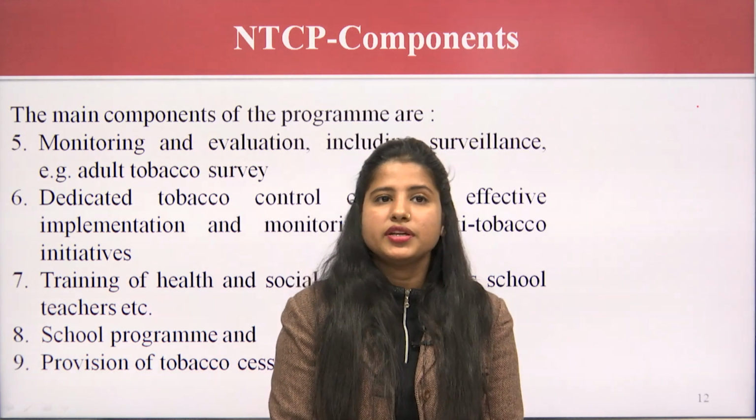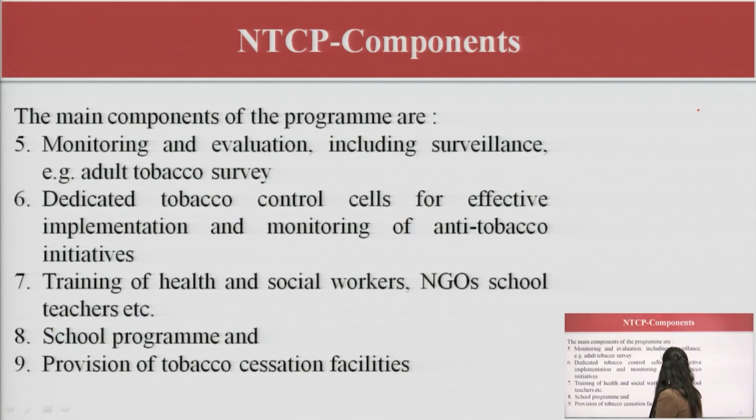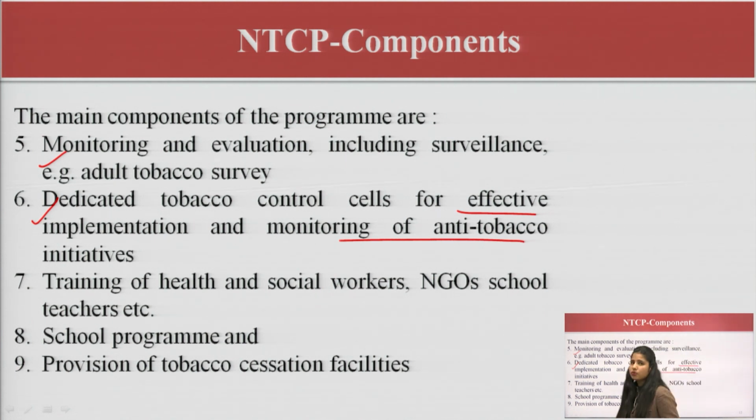Now, see the other components of the National Tobacco Control Program are monitoring and evaluation, including surveillance. Example, the adult tobacco survey. By this survey we will get to know how many adults are using tobacco, or have the habit of using any form of smokeless or smoking products. Yes, dedicated tobacco control cells for effective implementation and monitoring of anti-tobacco initiatives.